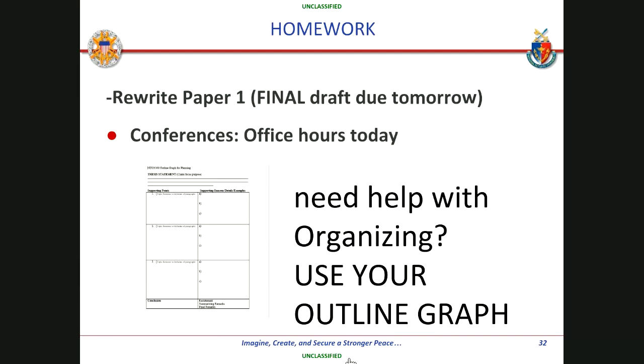Any other questions? Just for clarification, we do not need to attach the outline graph, am I right? For this paper, if you need help organizing, then use it. Personally, I will not require it because I want you to focus on rewriting your paper. Some of you have already turned it in to me, that's great, I can check it. But if I say this really needs organization, then I want you to use it. If I say organization is good, you don't need to use it.